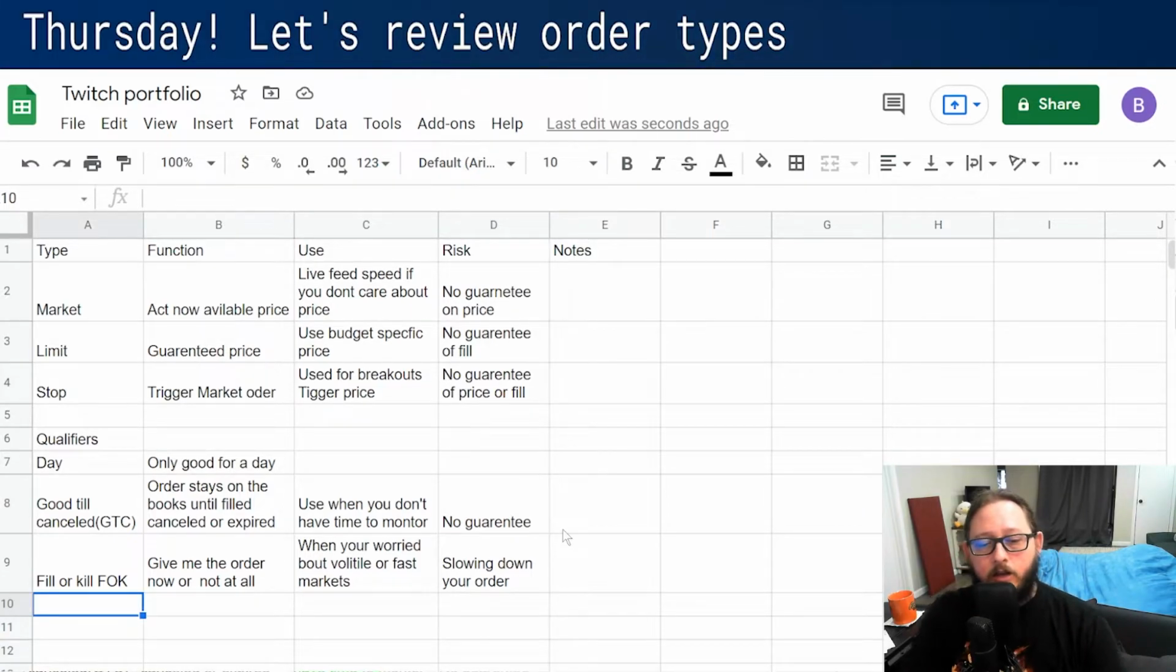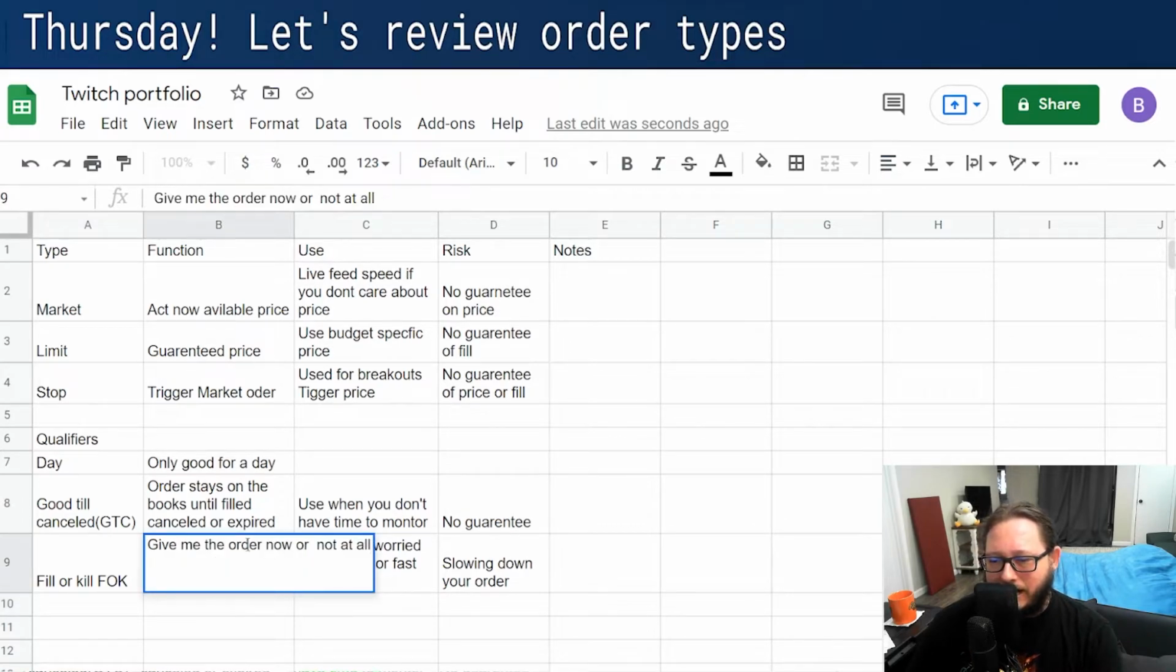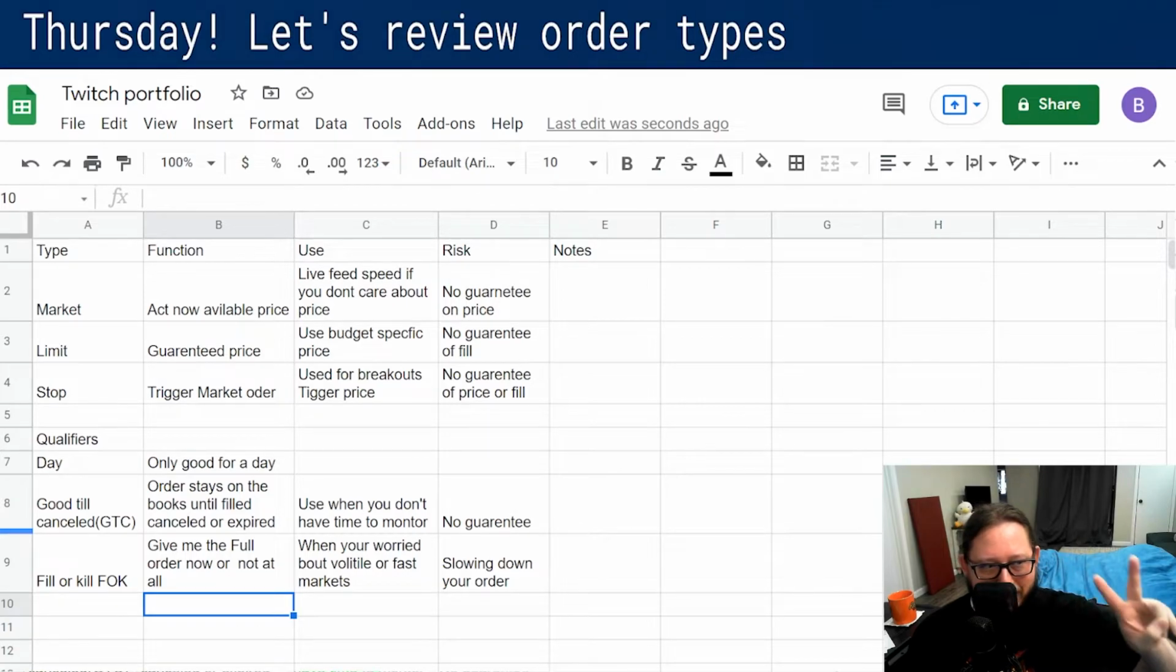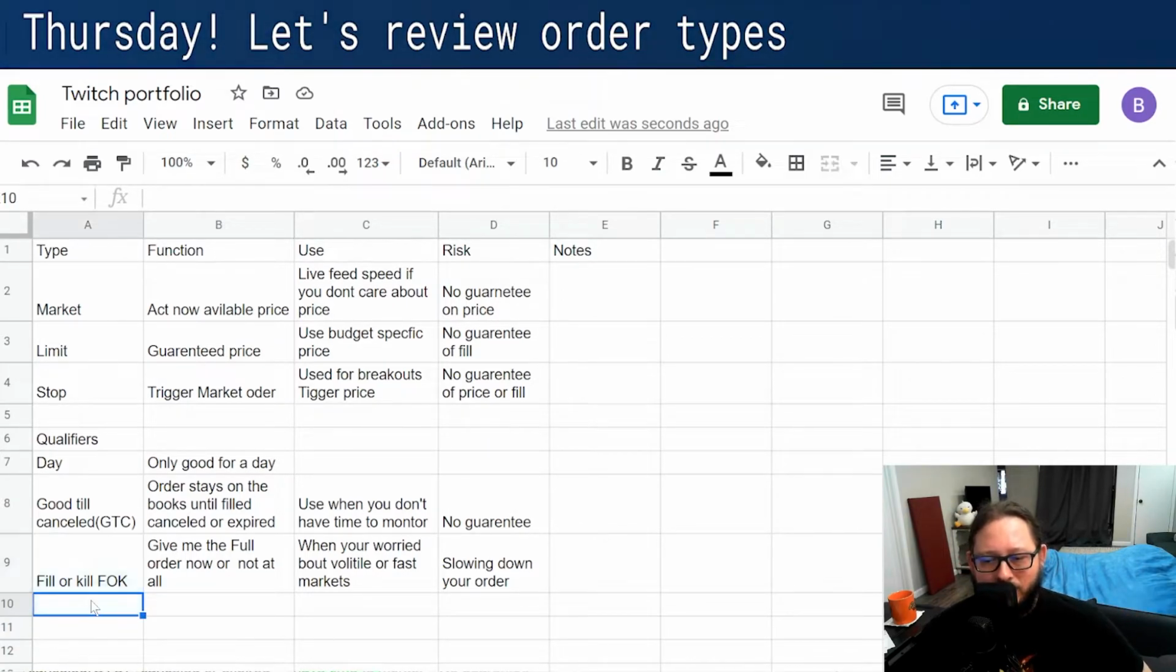And fill or kill also, I can't skip over this, has the qualifier, give me, I should say, the full order, because you don't want a partial, because there's another one you can do for that. So give me the full order now or not at all. So this is technically two qualifiers. It's a time qualifier and a size qualifier. So they also have the next two options, which break down your size.